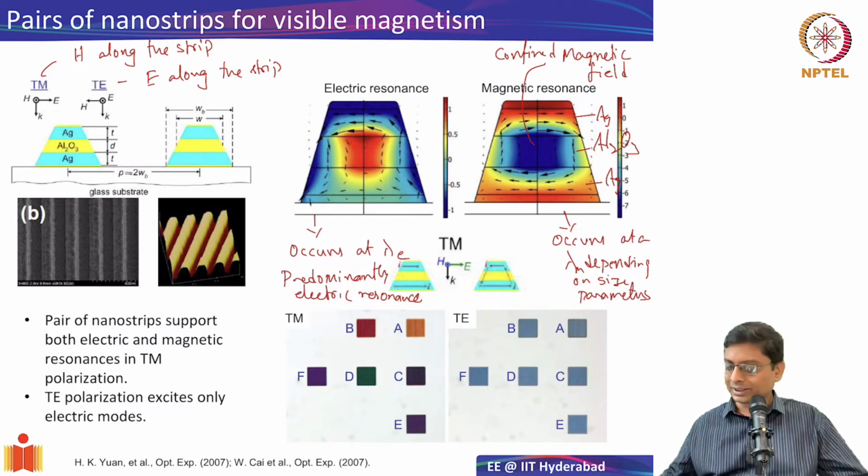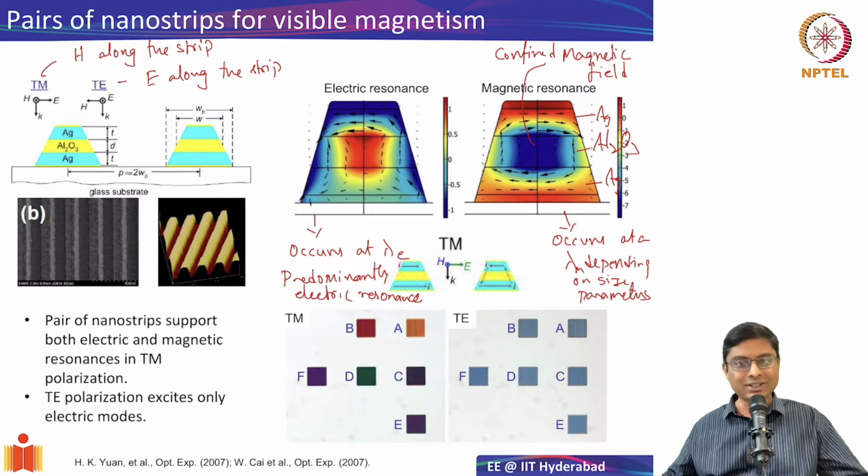So the bright field microscope image is shown here. These are different arrays consisting of different geometrical parameters, width, length, thickness, and so on. They varied a range of parameters, and you see the same exact strips under TE incidence and TM incidence. In the TM case, you see very bright colors, and the colors are changing.